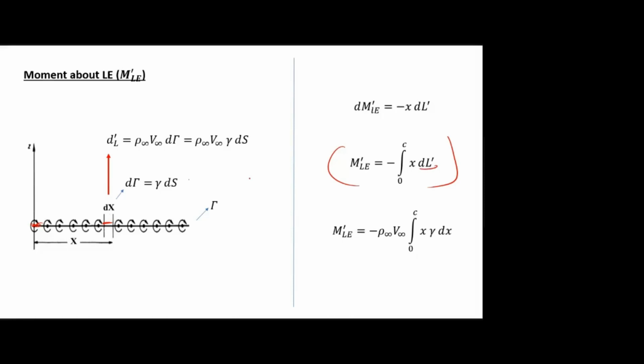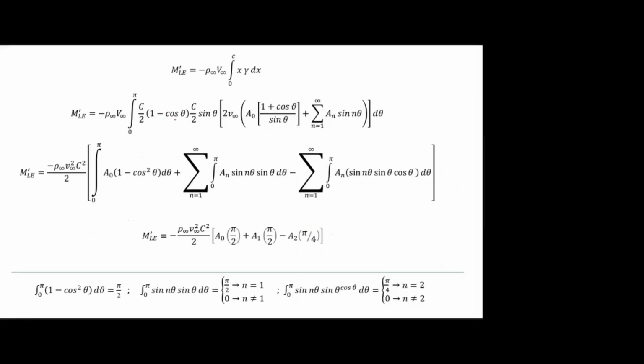Okay, so DL is rho V d gamma, where d gamma is gamma ds, here it is x. So this step is already used in the symmetrical aerofoil. So again, coordinate transformation. This is x, this is dx, this is gamma. Then multiply and simplify, you'll get these terms. So 1 minus cos square is pi by 2. This term already discussed. So n, if substitute n is equal to 1, then the result is pi by 2.